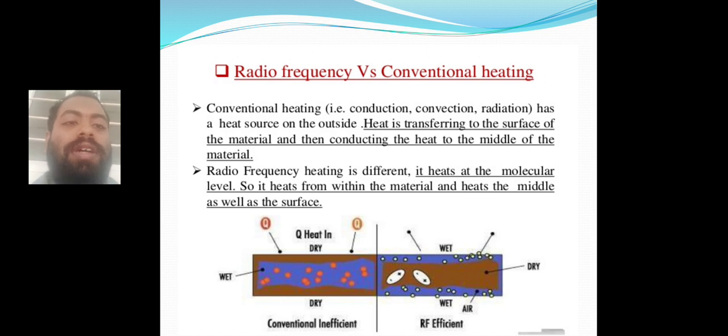Radio frequency versus conventional heating. In conventional heating, there is conduction, convection, radiation. The heat source is on the outside, heat is transferred from the surface of the material and then conducted to the middle of the material. In radio frequency, it is different. It heats at the molecular level, so that heat is produced within the material and heats the middle as well as the surface. It is opposite to each other.